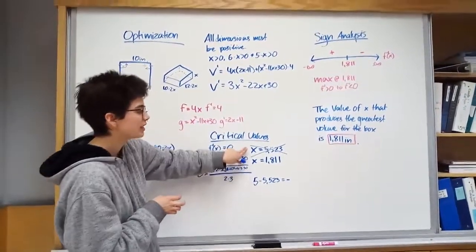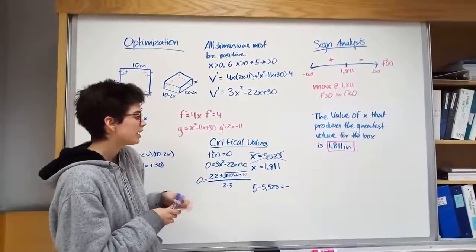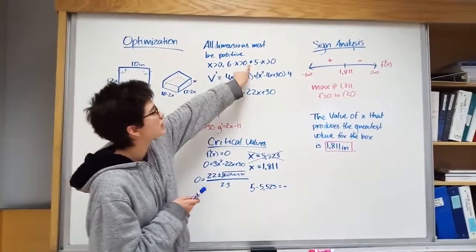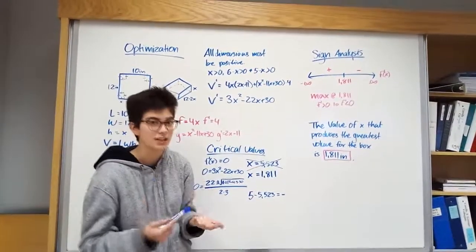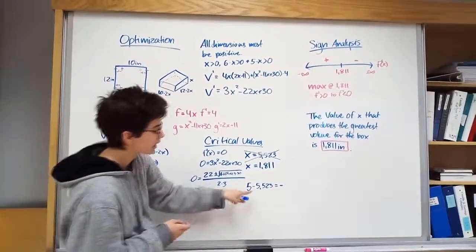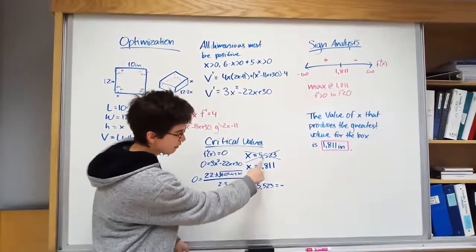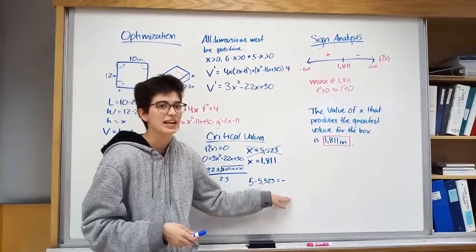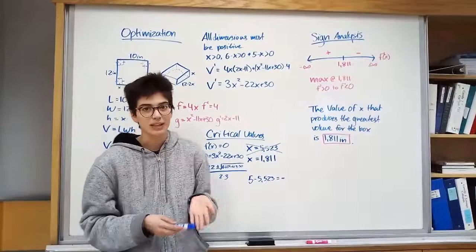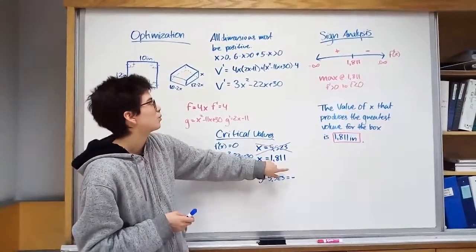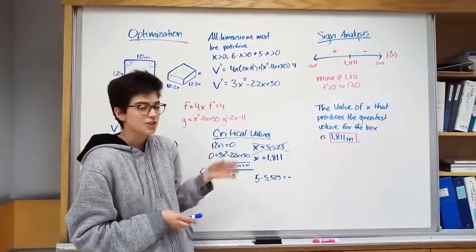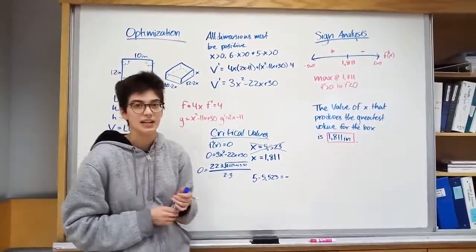So now the reason why I had to cross this one out is because if we look back at our restrictions, we see that 5 minus x has to be greater than 0 in order for that side to work. But now that we plug it in there, 5 minus that 5.523 will end up being a negative number, and that negative number can't be a length, so that one is immediately crossed out. The 1.811 works for all dimensions, so we can move that on for our sign analysis.